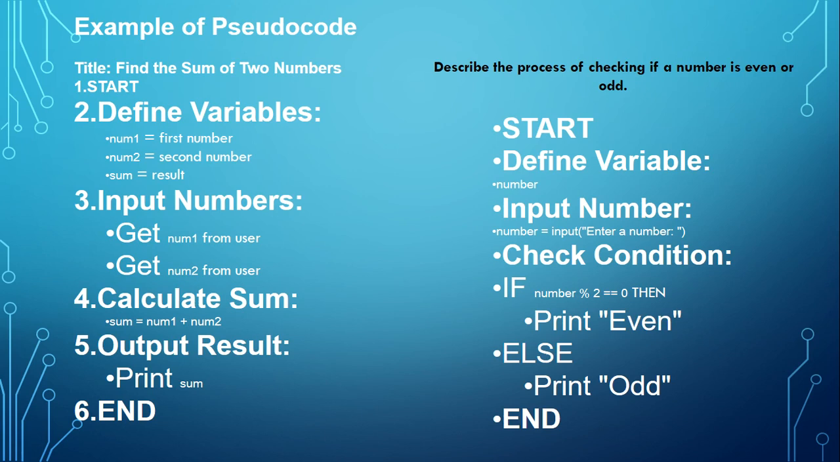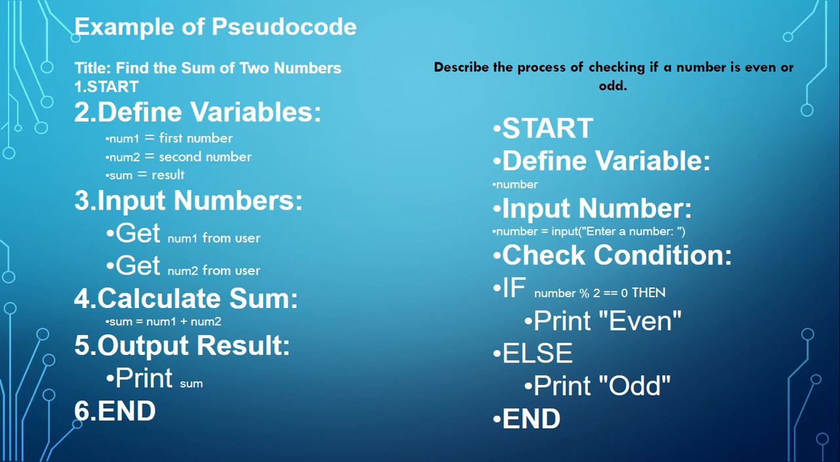Example of a pseudocode. We have the title here: find the sum of two numbers. Then we are now writing the pseudocode. Remember, we have the rules. You must start with the word start and end with the word end or stop. So here, our example has the title, find the sum of two numbers. So start, define the variables. We have num1, num2, and the sum.